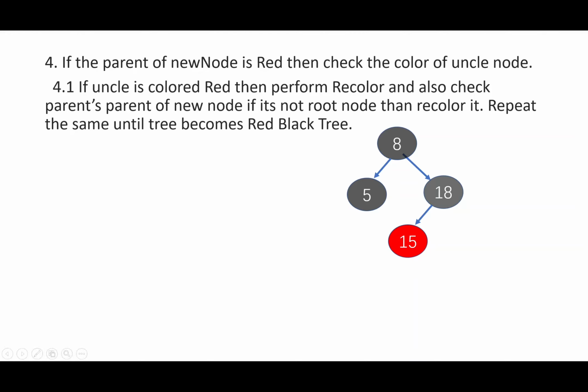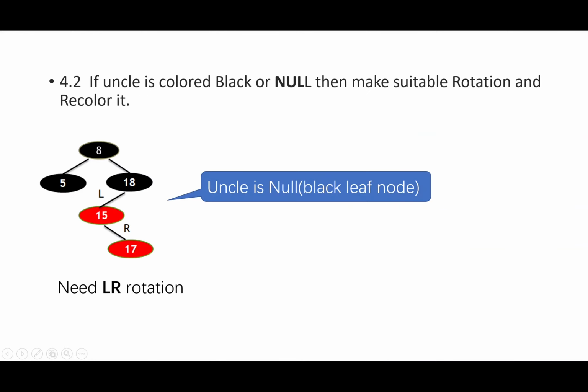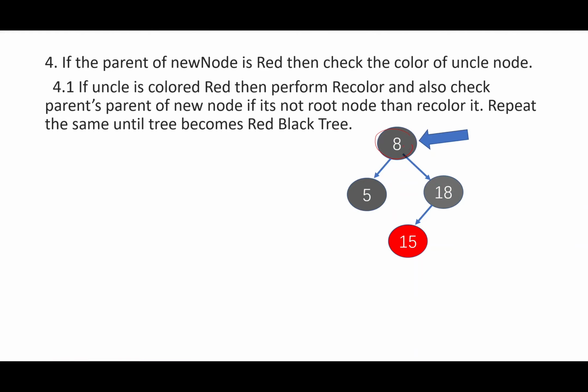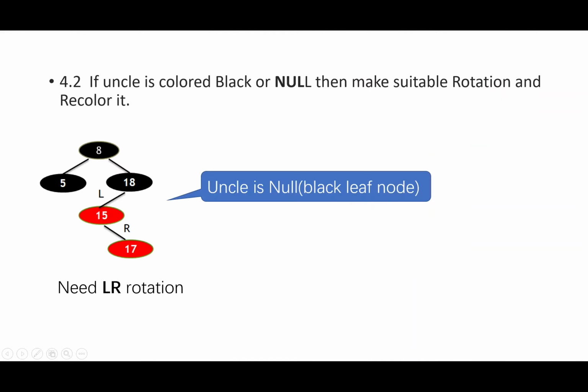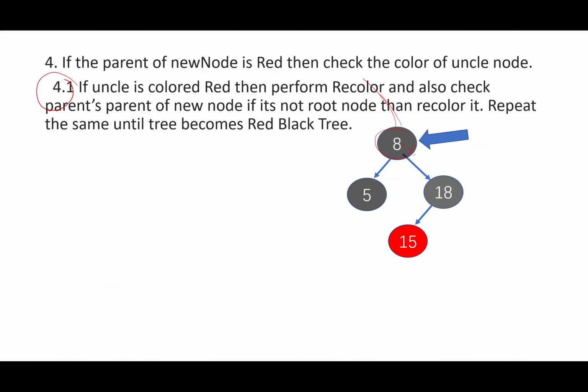And we recolor its grandfather to red, except if this node is root. If this node is not root, then we will make it red, and we repeat this process until we go to the root of the tree. But for this tree, this is the root of the tree, so we stop here. This is the first case.